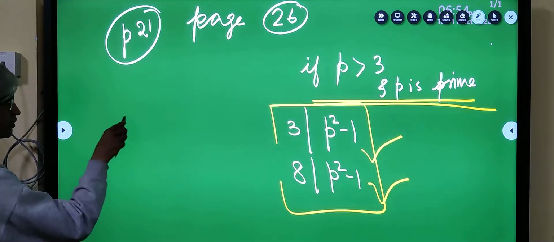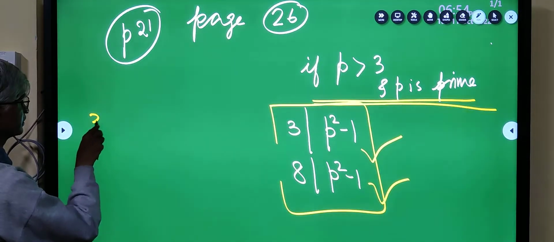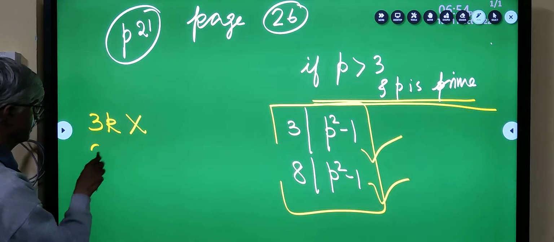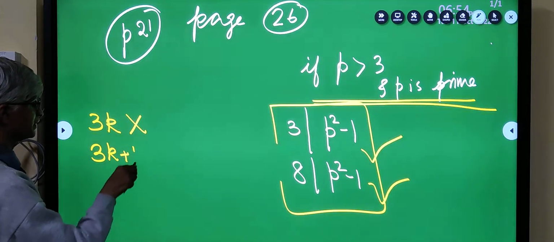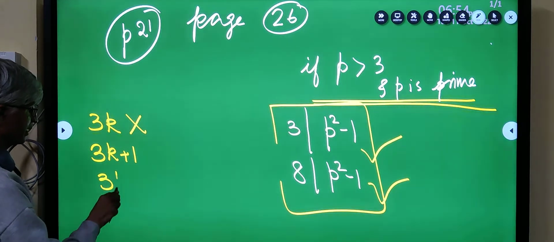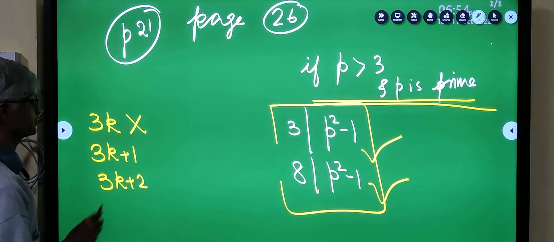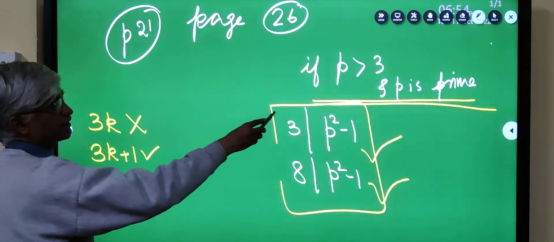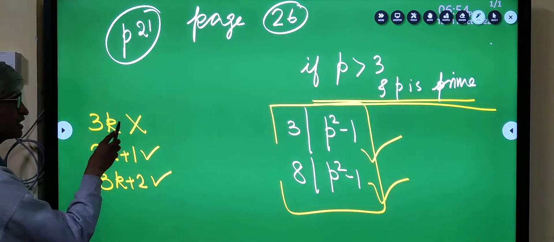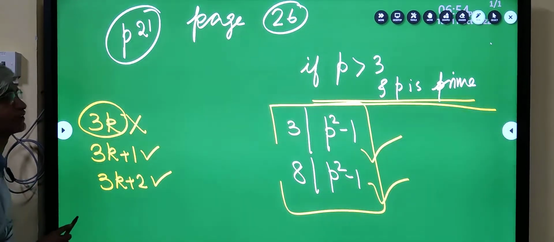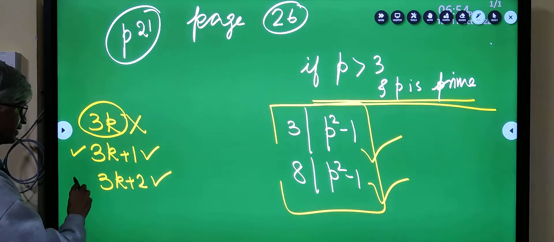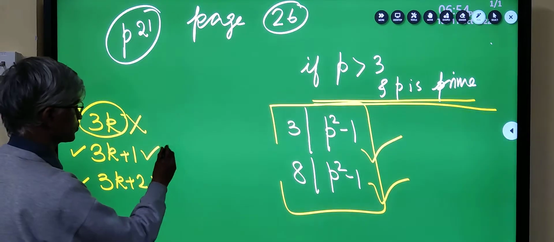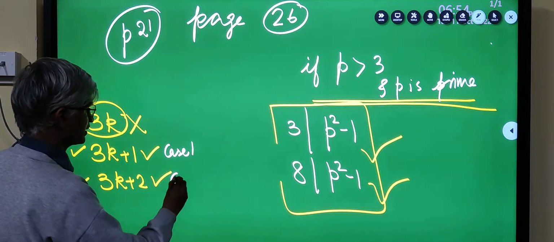Now, the only possibilities for p are not 3k, because then it would not be prime. There is a possibility of it being in the class of 3k plus 1 and also in the category of 3k plus 2. So these two possibilities exist if p is prime and greater than 3. If p is prime and greater than 3, it cannot be divisible by 3. But it could be in this category or this category. So let us see what will happen.